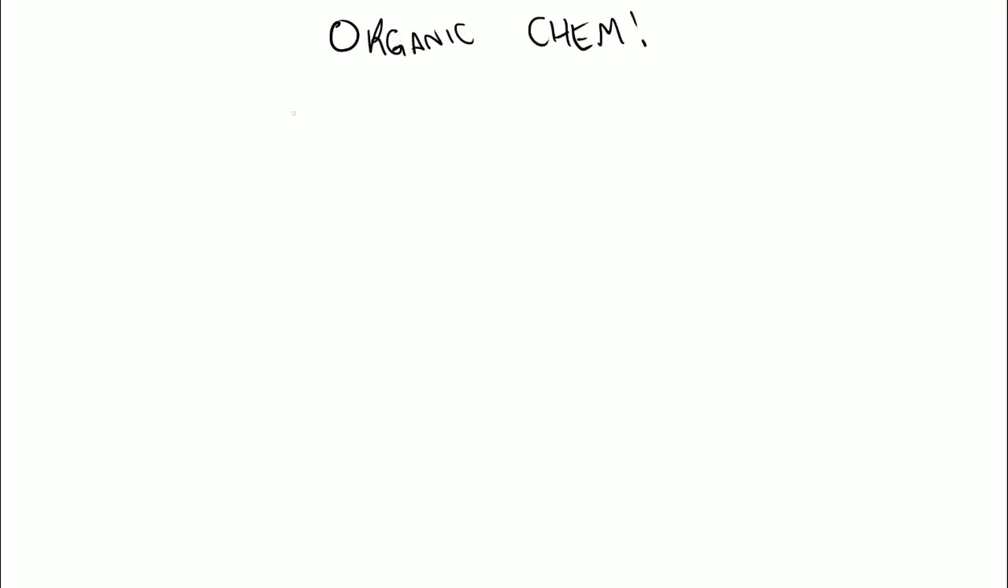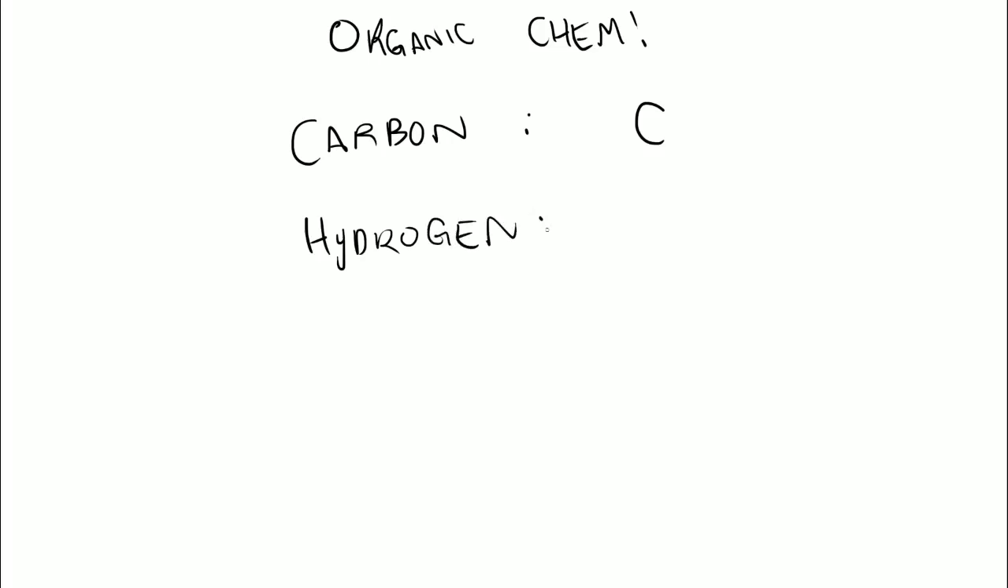Okay, to make something organic, it has to have two things. It has to have one, carbon, otherwise known as C. It has to have hydrogen, otherwise known as, wait for it, H. Okay? This is what makes something organic. That is all. If it has these two, then it's organic.